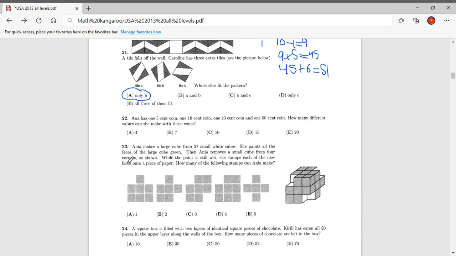So, 22. Anna has one 5-cent coin, one 10-cent coin, one 20-cent coin, and one 50-cent coin. How many different values can she make with these coins? First off, there are the four coins just individually, which gives us four values. Next, when you group them in twos, you would get three for the 5-cent coin with 10, 20, 50. Then it's already done with the 5, so 10 and 20 and 50, so that's two more.